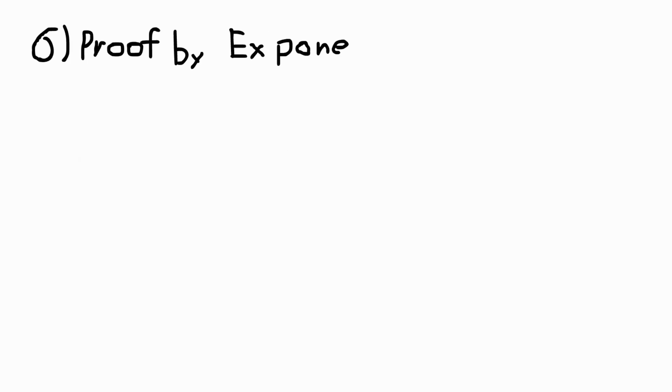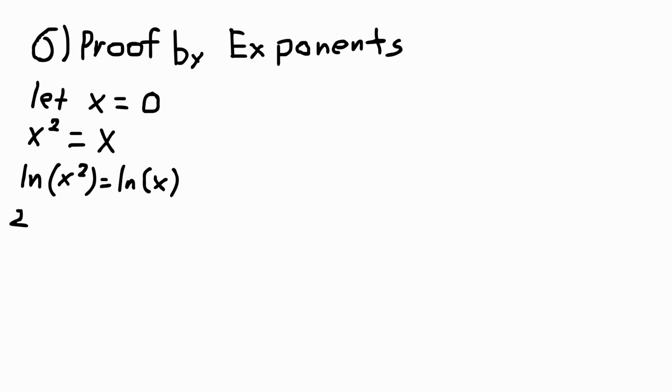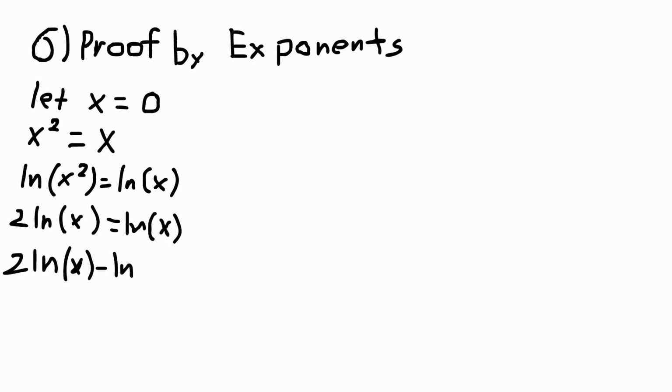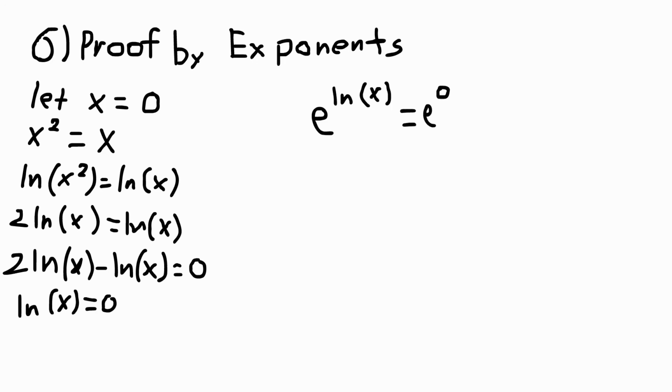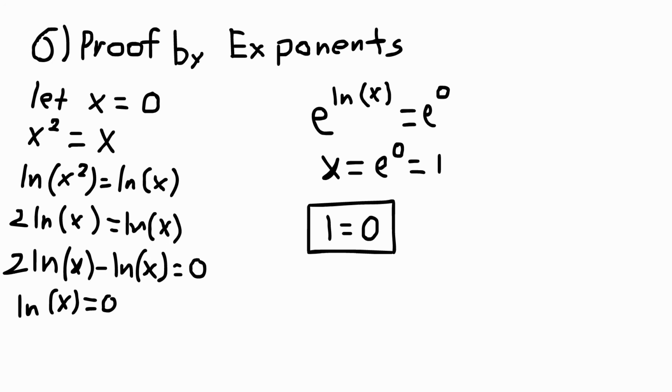Proof by exponents. Let x equal 0. x squared is equal to x. The natural log of x squared is equal to the natural log of x. So 2 times the natural log of x is equal to the natural log of x. 2 times the natural log of x minus the natural log of x is equal to 0, so the natural log of x is equal to 0. Therefore, e to the natural log of x equals e to the 0, meaning that x is equal to 1, and since x is also equal to 0, 1 is equal to 0.